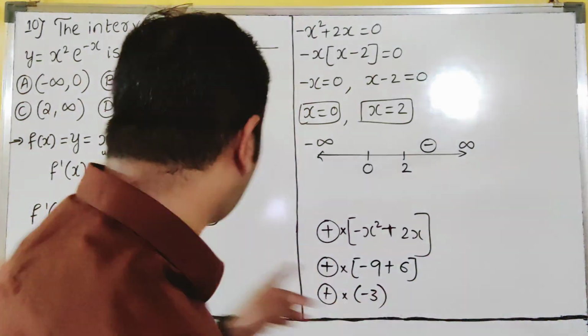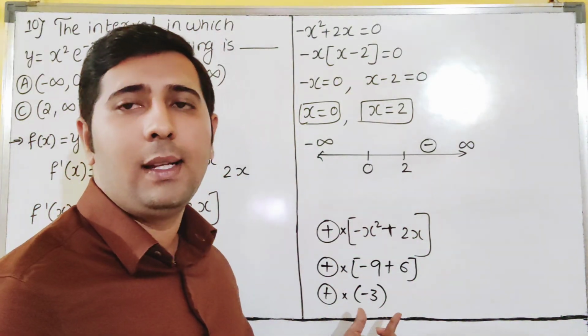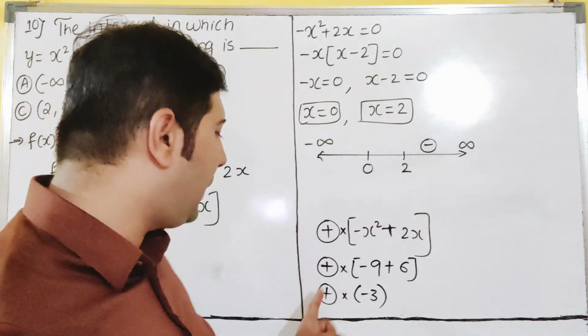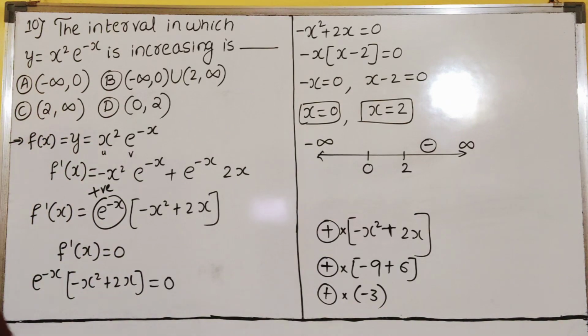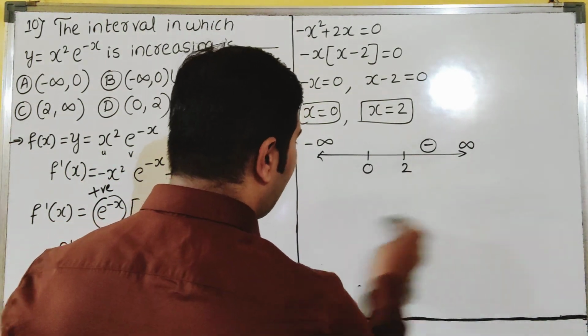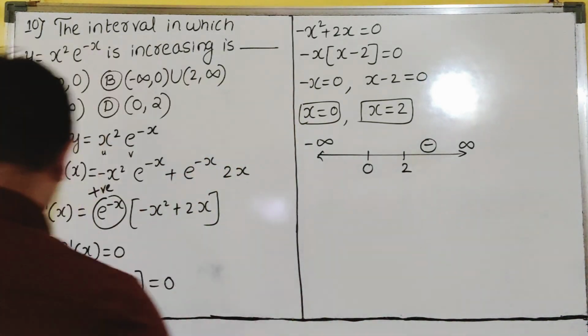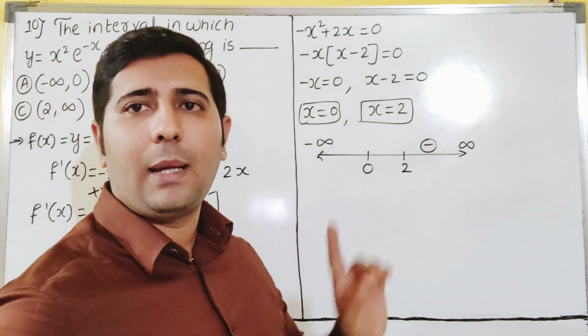F dash of x is becoming here what? Less than 0 because it is giving negative, dear students. So plus into minus is minus only. This can't be positive, you know that. So this is negative. From 2 to infinity, it will become negative, dear students. Interval.